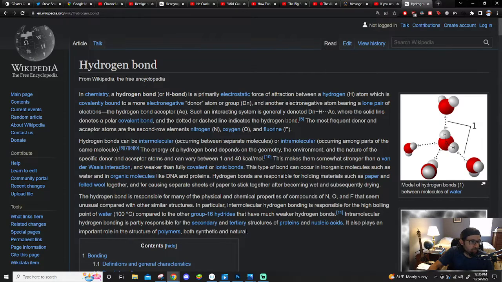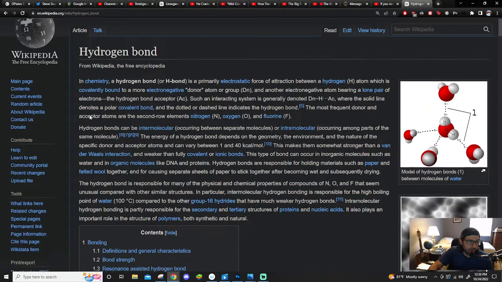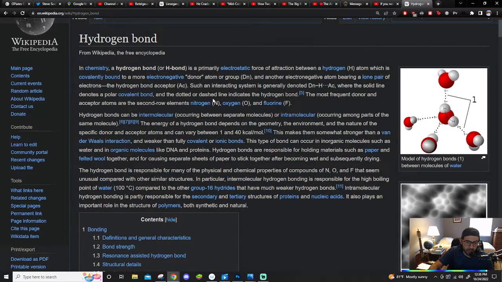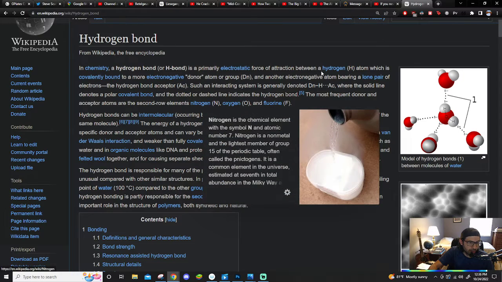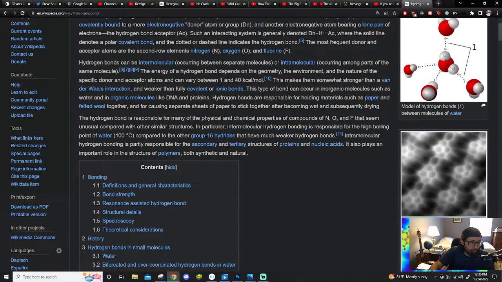Another electromagnetic lone pair. I might do good to just look into this hydrogen bond more closely. I guess that's all I wrote down, really. Responsible for blah blah blah. In particular, it is responsible for the high boiling point of water.